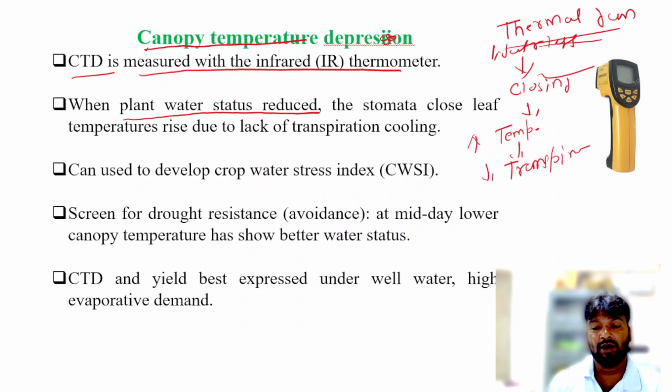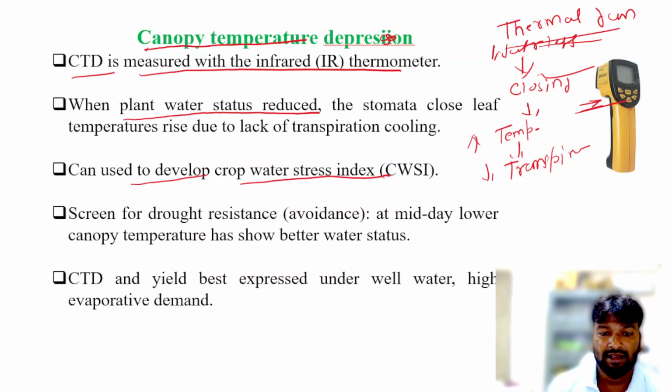Okay, so what will happen when water stress comes? There will be a closing of the stomata. If there is a closing of stomata, there will be less transpiration cooling, because transpiration is reduced, so the cooling effect will also be reduced. So there will be an increase in the canopy temperature. We can measure it with the help of this infrared thermometer, and this can be used to develop the crop water stress index, and this instrument can be used for the drought resistance mechanism or avoidance.